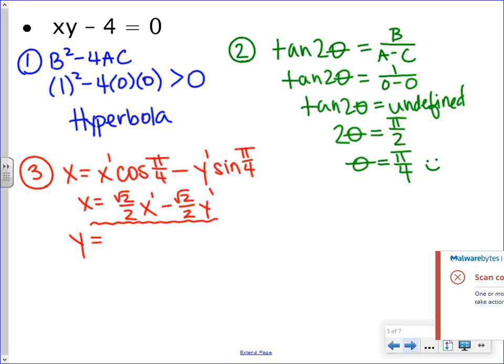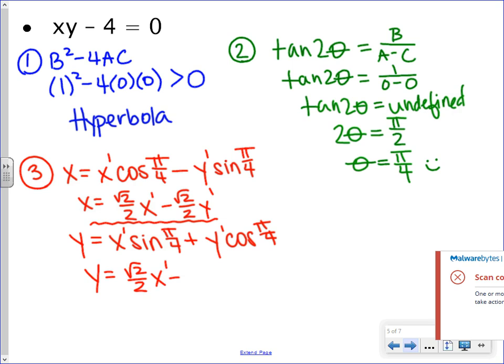Our y substitution is going to be x prime sine of theta plus y prime cosine theta. So our y substitution is radical 2 over 2 x prime plus radical 2 over 2 y prime.